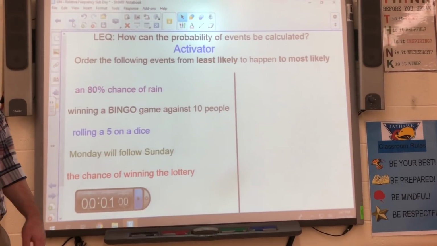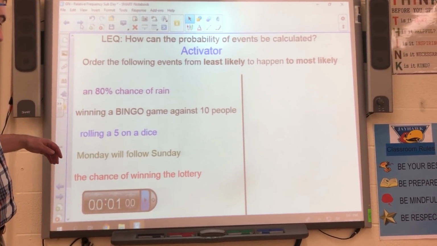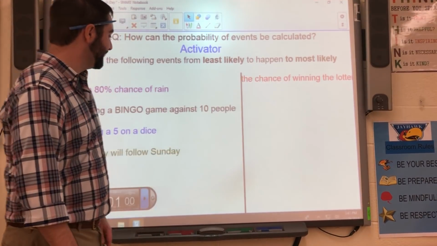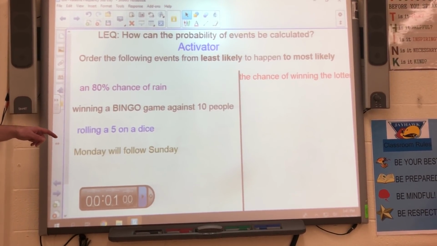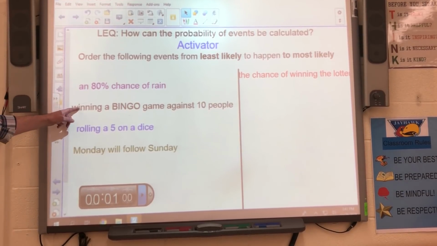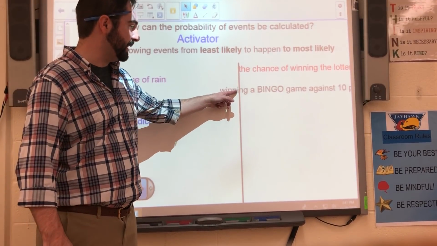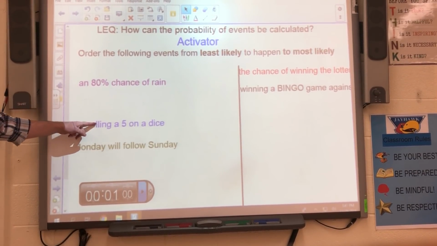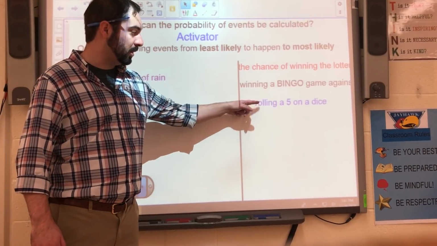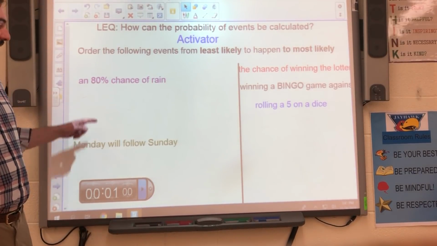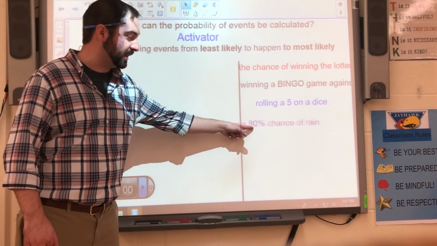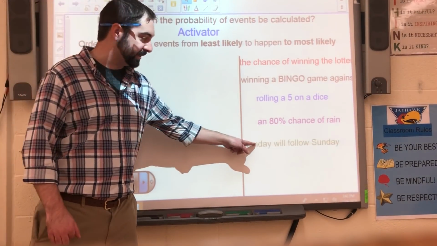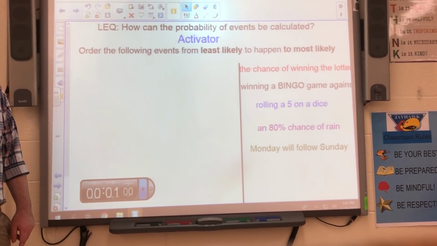All right, putting them in order from least to greatest. The least likely that is going to happen is the chance that you win the lottery. The next least likely to happen would be a 1 in 10 chance of winning a bingo game. The third least likely would be rolling a 5 on a dice. The next least likely would be 80% chance of rain. And then the one that is most likely to occur, because it's absolutely certain, would be Monday follows Sunday.